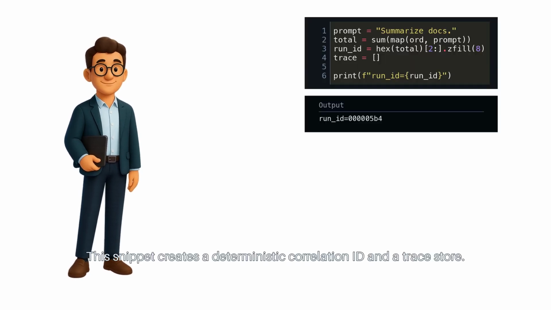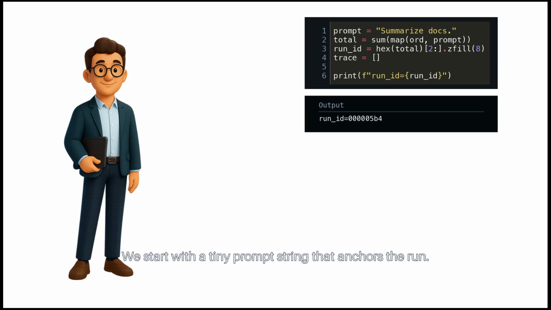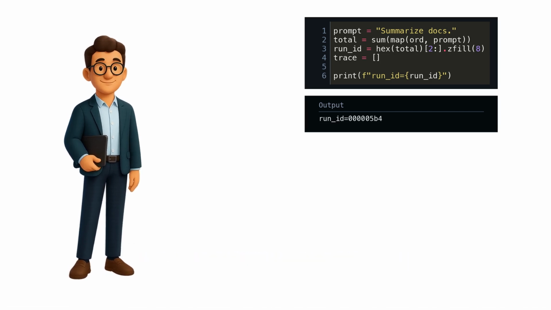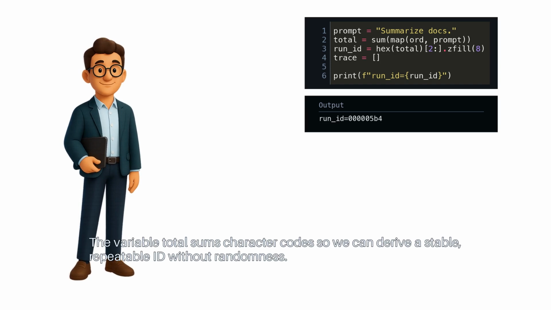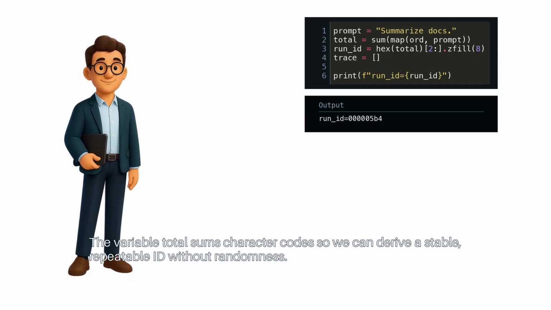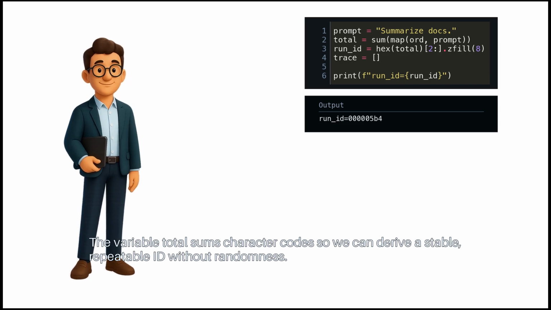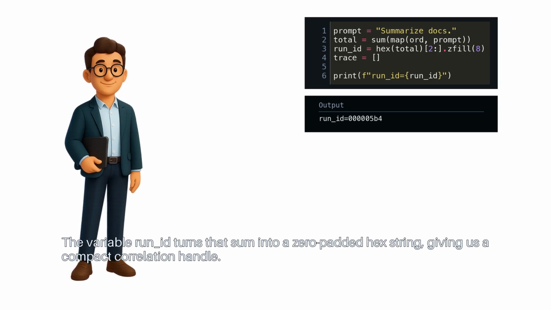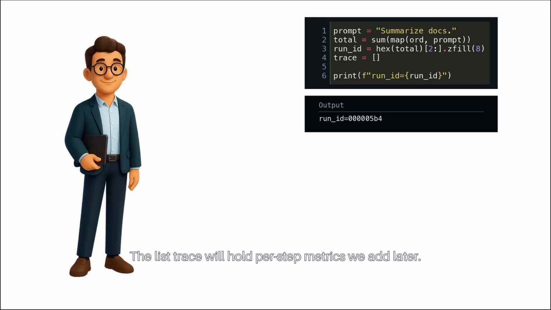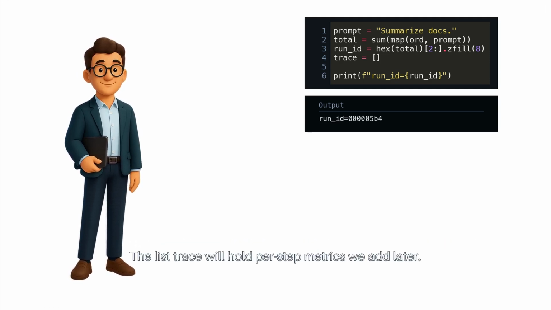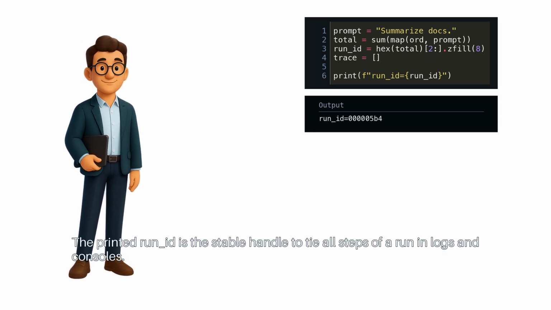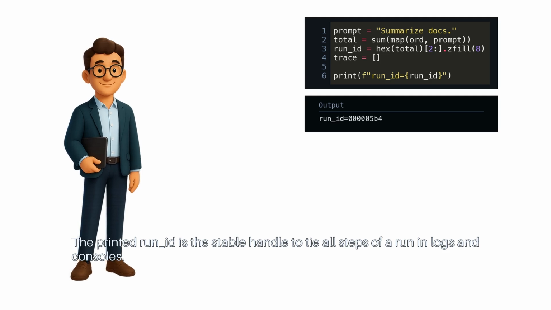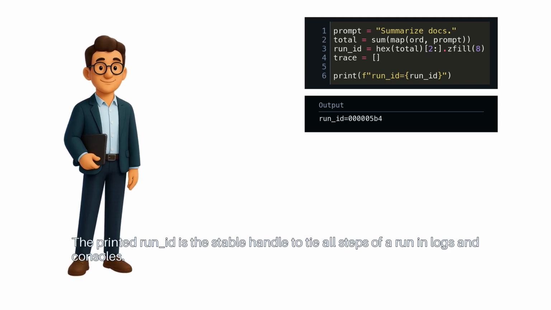This snippet creates a deterministic correlation ID and a trace store. We start with a tiny prompt string that anchors the run. The variable total sums character codes so we can derive a stable, repeatable ID without randomness. The variable run ID turns that sum into a 0-padded hex string, giving us a compact correlation handle. The list trace will hold per-step metrics we add later. The printed run ID is the stable handle to tie all steps of a run in logs and consoles.